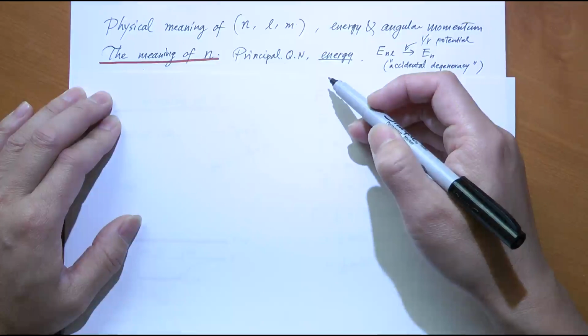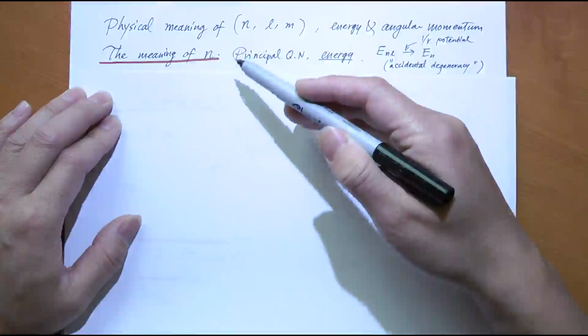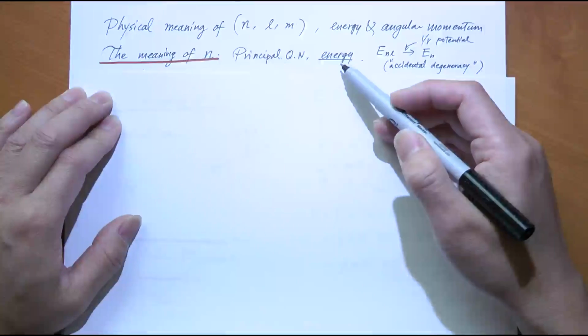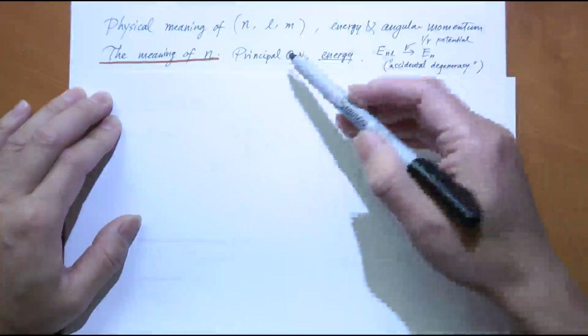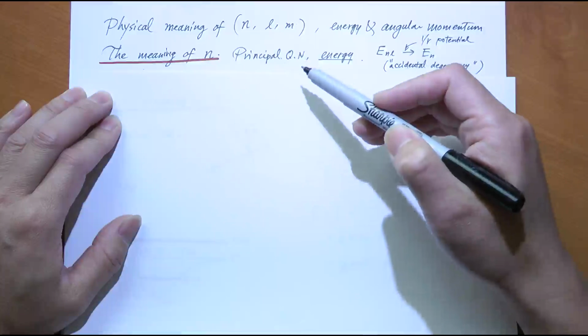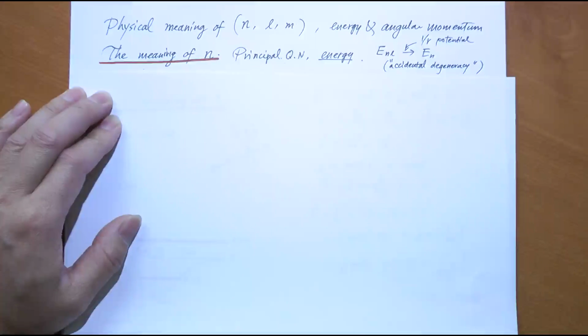And we saw that in the case of Coulomb potential, this number n is the only quantum number responsible for determining the energy of the system. And we call it the principal quantum number because it has to do with the ever so important quantity of energy. In fact, it was the only thing that determined energy in the Coulomb case.